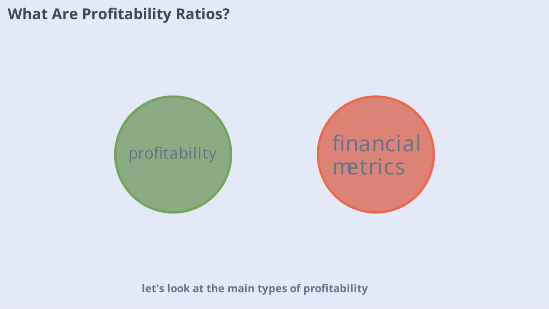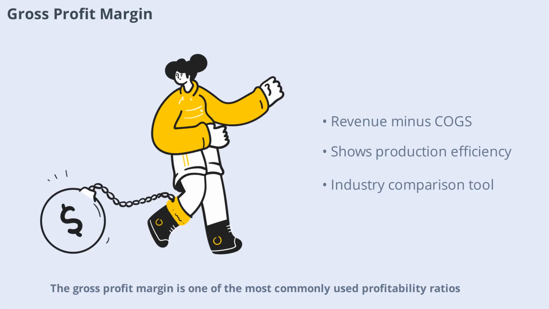Now let's look at the main types of profitability ratios and how they are used in practice. Gross profit margin is one of the most commonly used profitability ratios. It measures the percentage of revenue that exceeds the cost of goods sold, COGS. In other words, it shows how much money a company retains from sales after covering the direct costs of producing its goods or services. A higher gross profit margin indicates that a company is efficiently managing its production costs. This ratio is especially useful for comparing companies within the same industry, as it highlights operational efficiency and pricing strategies.